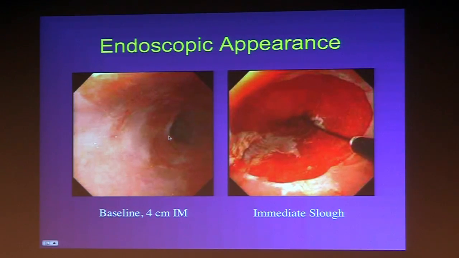And so here's what it looks like. Here's a patient with Barrett's, and then here's what the tissue looks like.